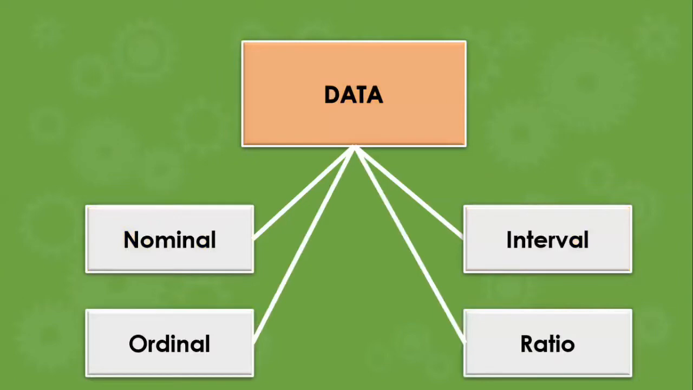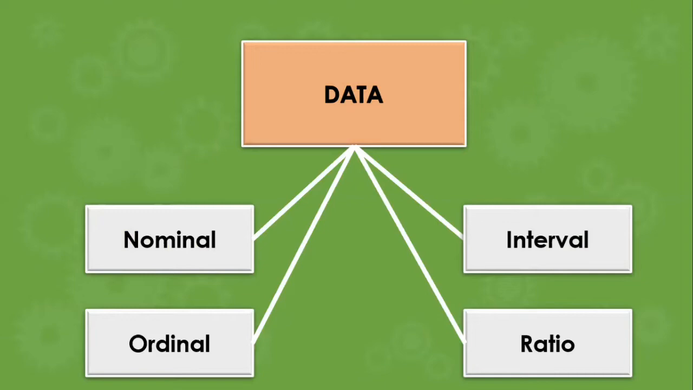Now, the second scope of statistics is data. As you can see, there are four types of data and measurement scale. We have nominal, ordinal, interval, and ratio. Nominal data are used for labeling variables without any quantitative value. It could simply be called labels.